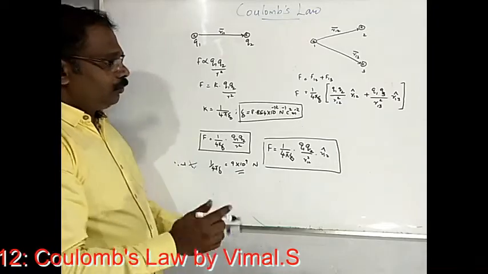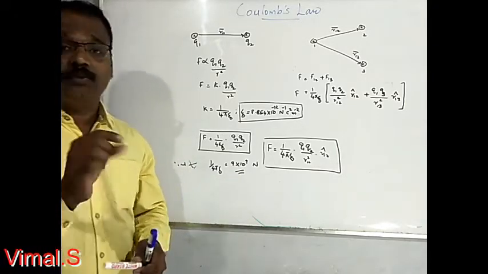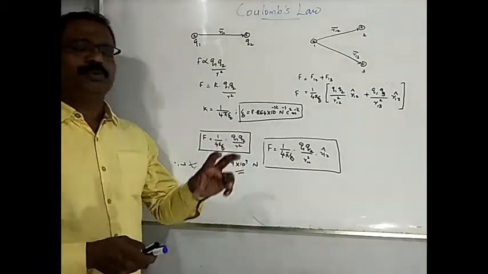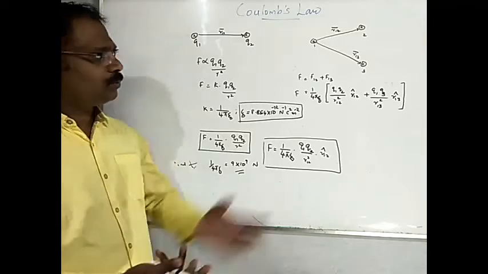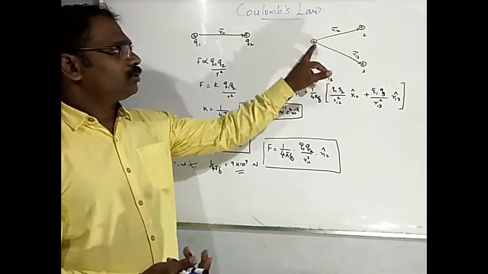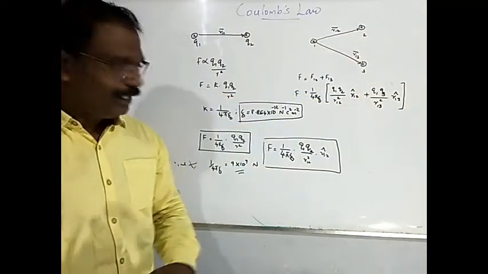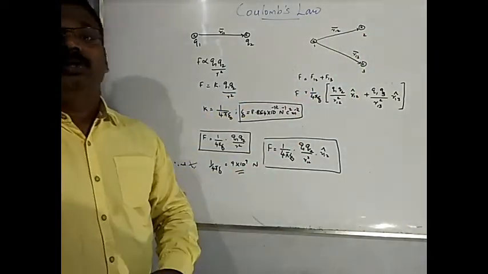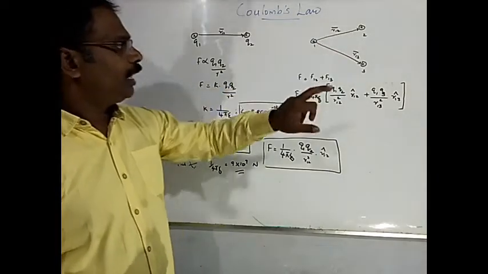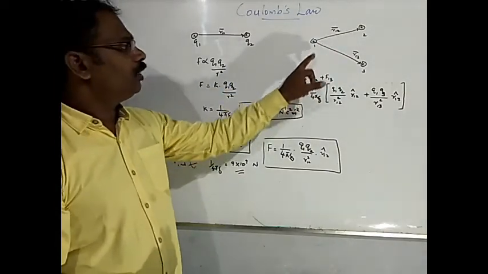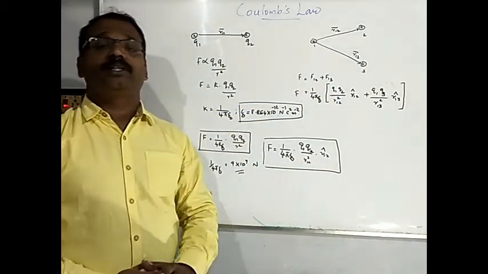Now, how is this law effective in a system of particles? A system may consist of more than two particles. Suppose this is charge 1, this is charge 2, and this is charge 3. Then F12 is the force between 1 and 2, and F13 is the force between 1 and 3. Therefore, F equal to F12 plus F13.